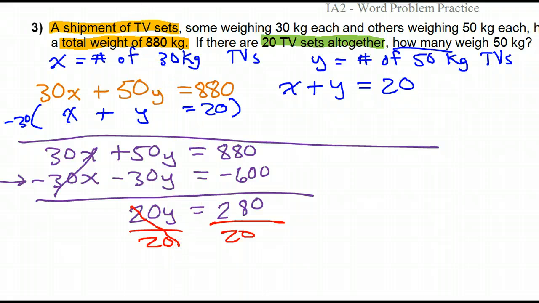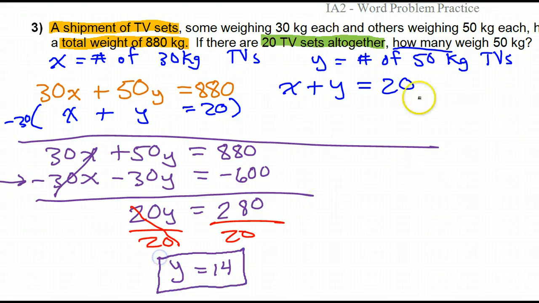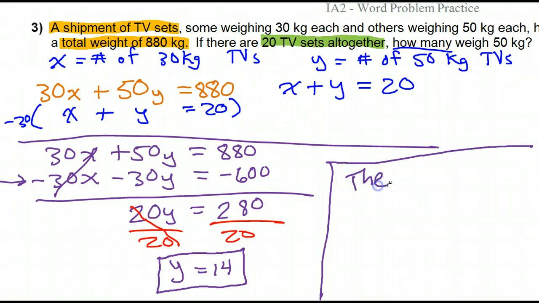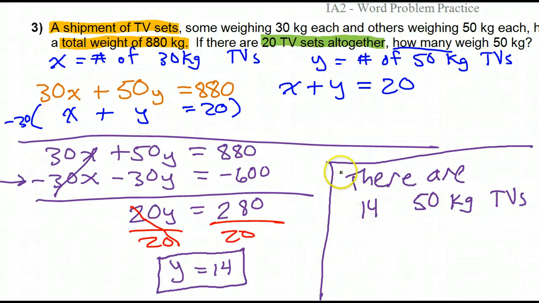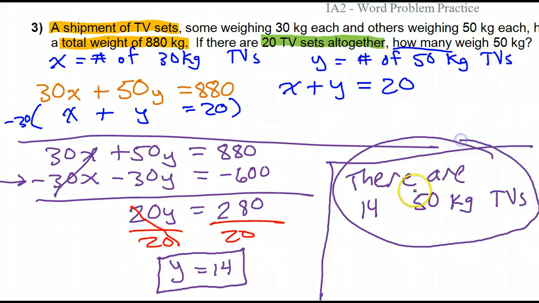Okay, so those are going to cancel out. So that's going to give me y equals 14. So there are 14, and y was the 50 kilogram type. So how many weigh 50 kilograms? 14. Yeah, so to put it back into words, you could say it like this: there are 14 50 kilogram TVs. Okay, and that would be like your final answer.